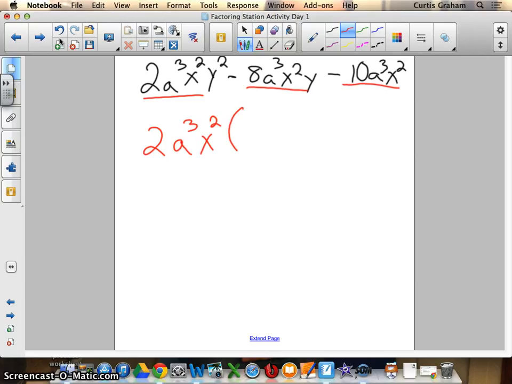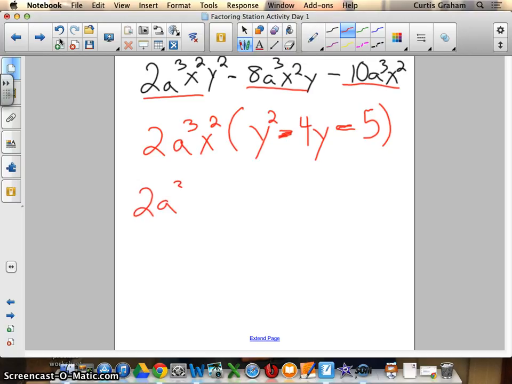So if I take 2a cubed x squared out of the first term, I only have y squared left. If I take 2a cubed x squared out of the second one, the 8 becomes a 4, and I just have the y left in my variables. And finally, if I take a 2 out of the 10, I have 5. The a cubed and x squared come out, so that's what I'm left with.